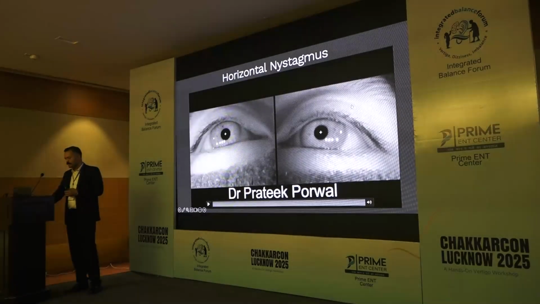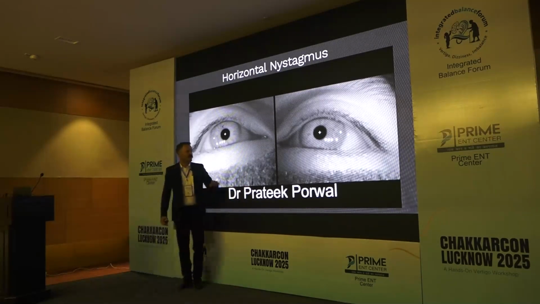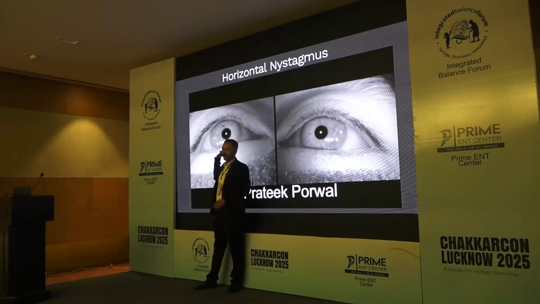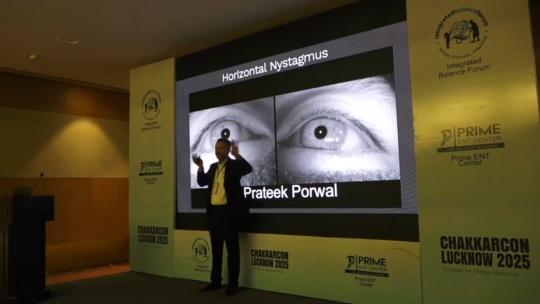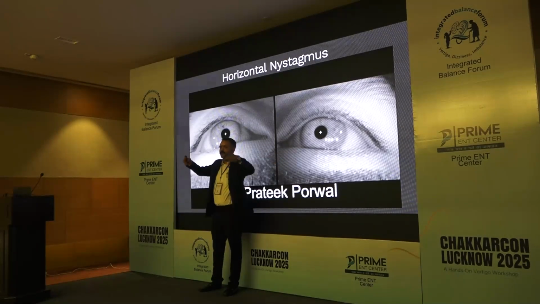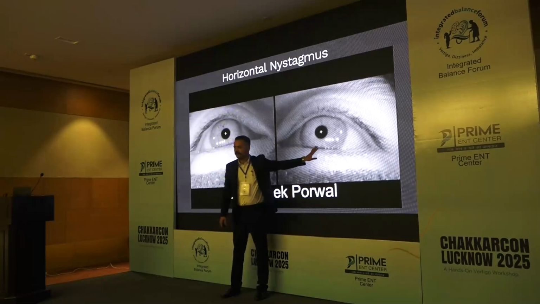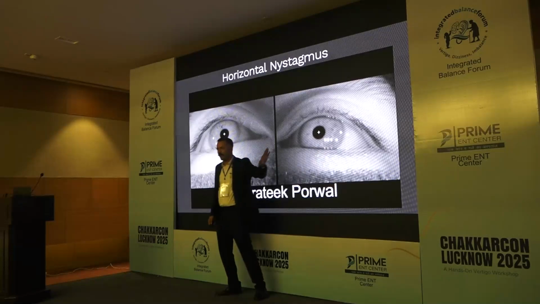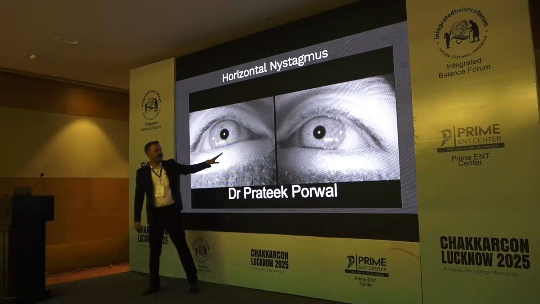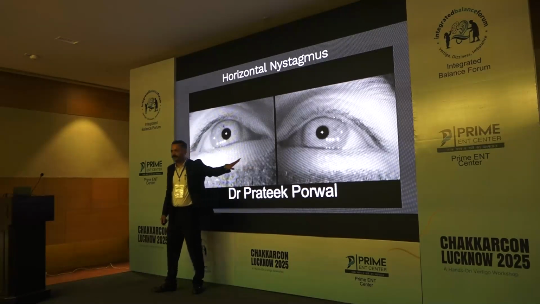So this is a typical horizontal nystagmus. The convention is: this is my left eye, this is my right eye, and if the eyes are moving to this side, it is right beating. If the eyes are moving to the left side, it is left beating. Similarly, if the eyes are moving up, it is upbeating, and down, it is downbeating. Are you able to see the video? Is it vertical nystagmus or torsional nystagmus? This is a horizontal nystagmus. Is it left beating or right beating? Left beating. This is a left beating nystagmus.